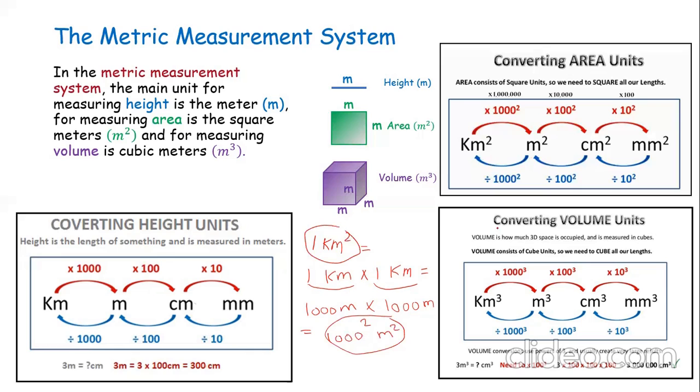And by looking at the chart for converting volume units, we can reach the same conclusion, but instead of multiplying by 1,000 to the power of 2, we have to multiply by 1,000 to the power of 3. Why? Because we have 1 kilometer multiplied by 1 kilometer multiplied by 1 kilometer in this case.